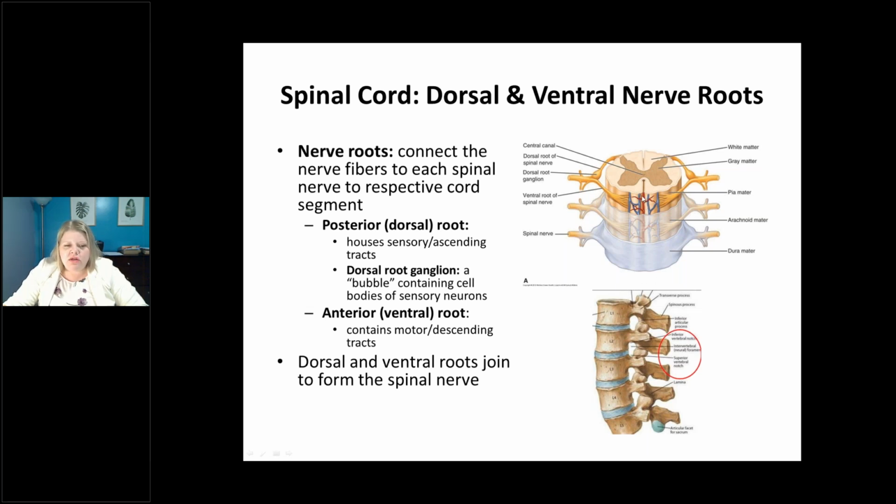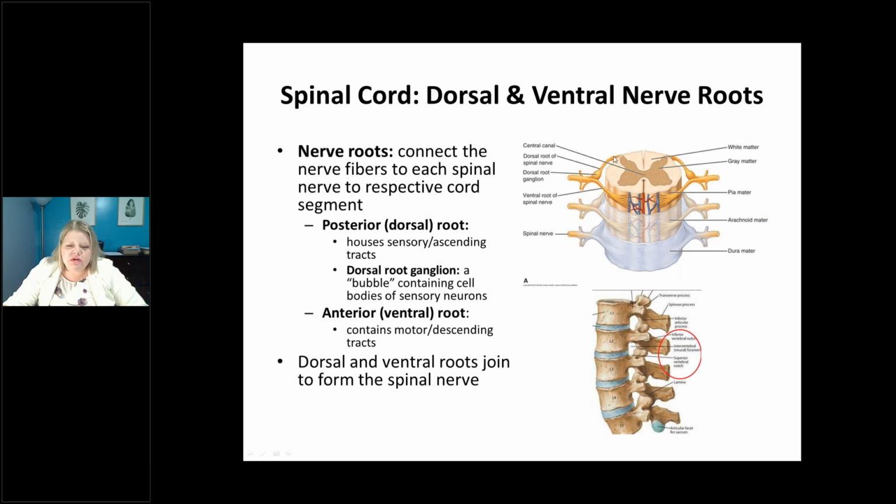Now for nerve roots, we have the dorsal root, or the posterior root. Those names are interchangeable, so they could be used in an exam or test. You know that dorsal and posterior are the exact same thing. Pay attention to root, because that means we're talking about the actual nerve fibers rather than just the gray matter within the spinal cord itself. So the posterior dorsal root is housing the sensory tracts. Always the same: posterior is always sensory, anterior is always motor.